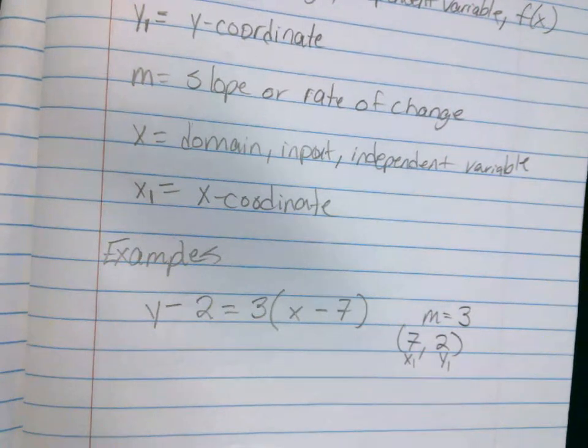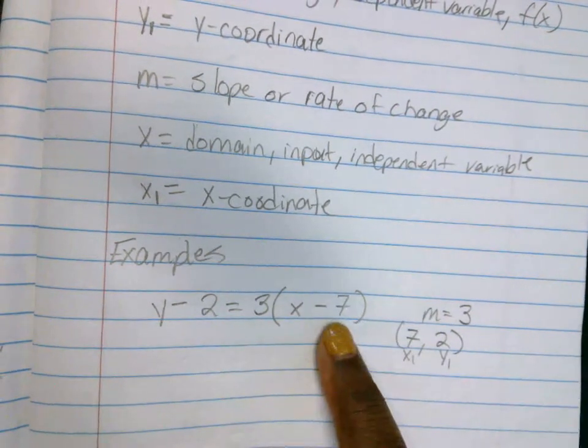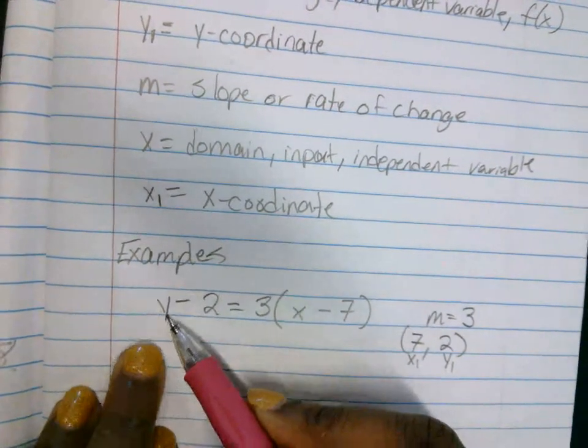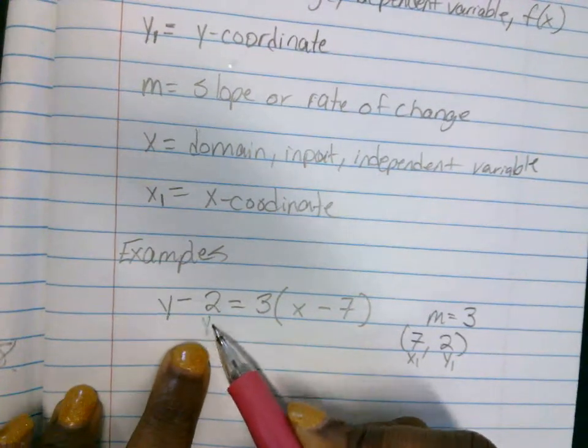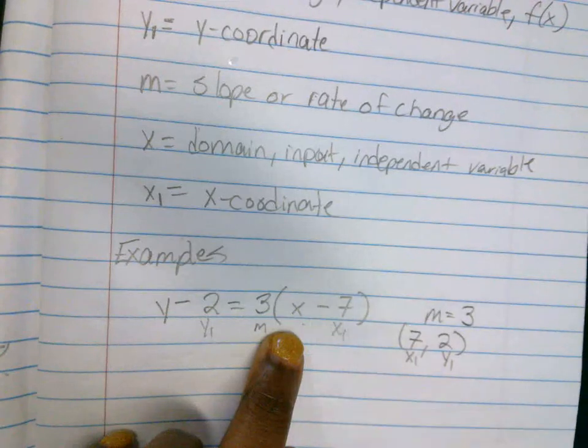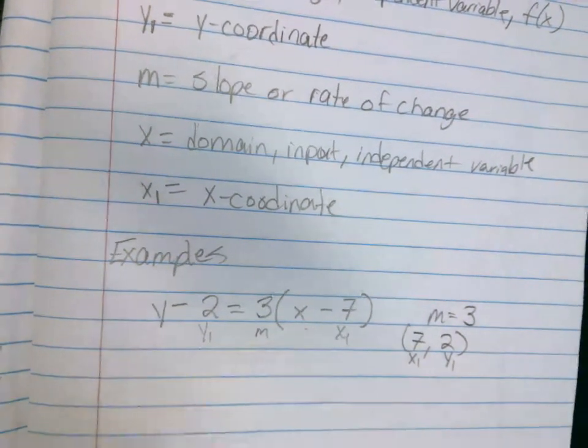So no matter where the other number is, we just take the other number. Where 7 is, it's in the parentheses, and we would just take whatever number is left and put it in the Y. Yeah, because remember, this was Y. This is Y1. This is M. This is X, but this is X1. Okay. Do you understand it? Yeah. Okay.